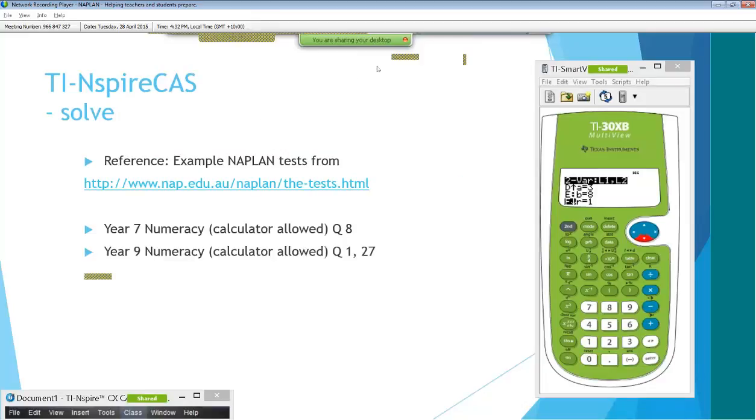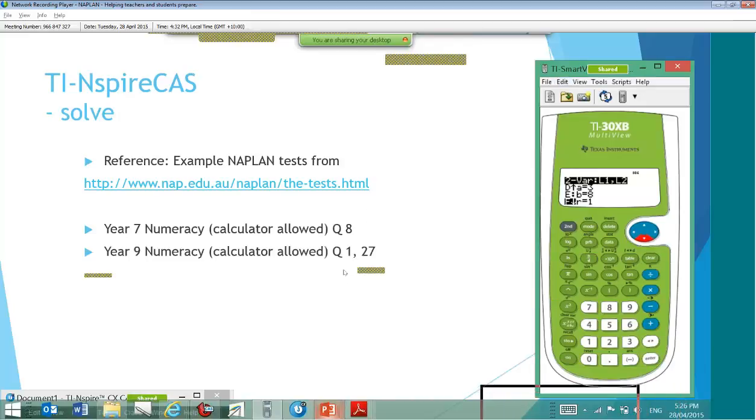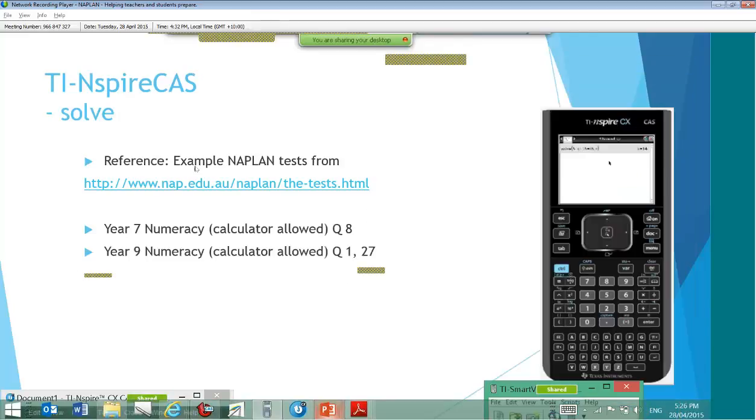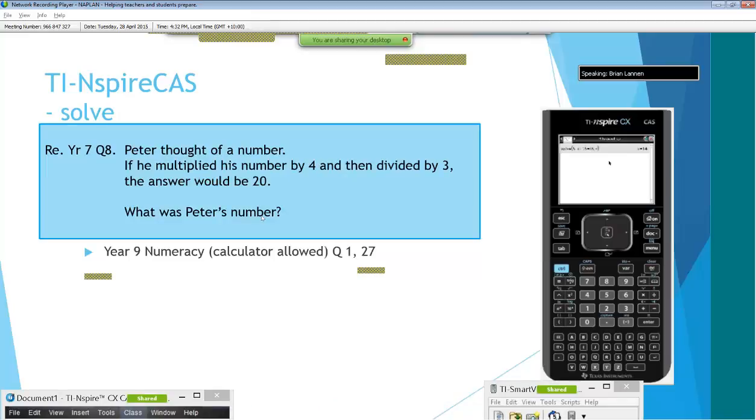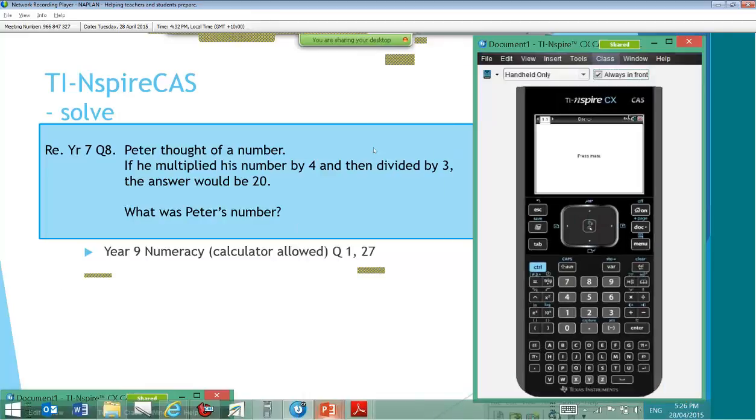TI Inspire CAS, let's just move this one to the side, bring up this baby here. Year 7, Year 9 matched questions. Here's Peter with his question again. We can use a solve function on a CAS to do that. Again, I don't know that we'd really need to, but I can quickly show you. I think the power of this is more so in arming students with strategies and getting them to see how this works.